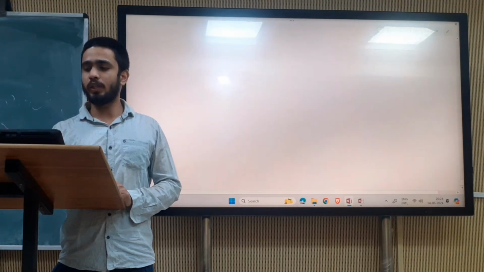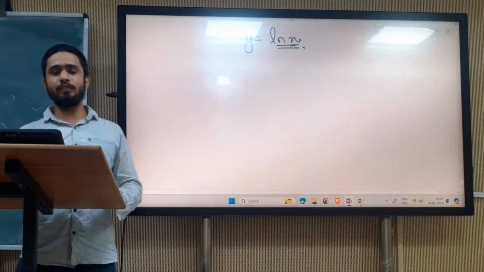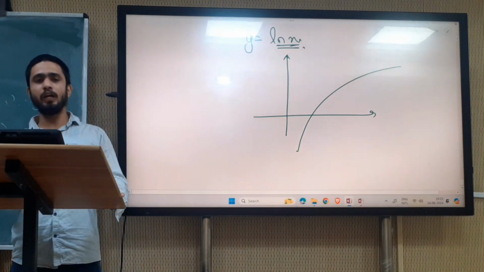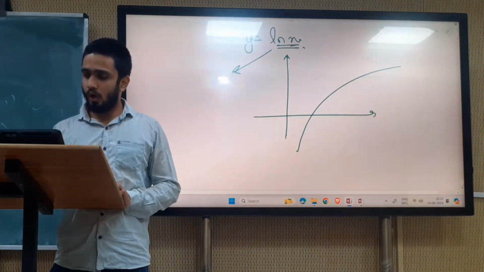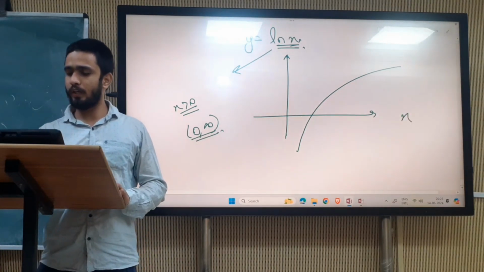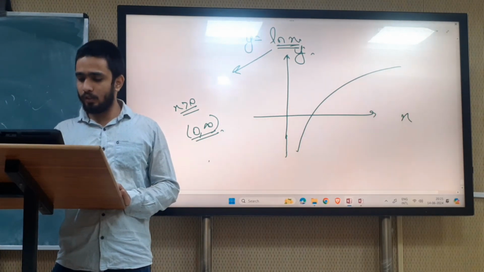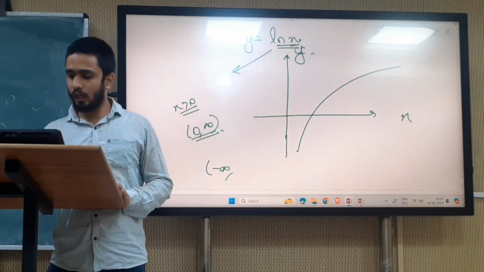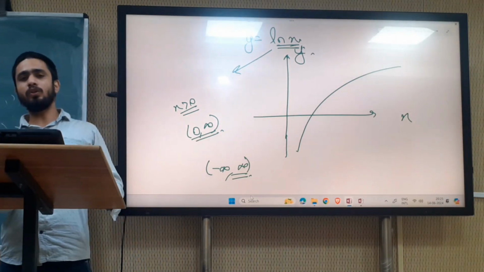So let's see one more question. In this question y is ln x. How is the graph of ln x drawn? The graph of ln x is like this. The domain of this function is all x which are positive, so 0 to infinity. When x is slightly greater than 0, its value is minus infinity, and when x is infinite, its value goes to infinity. So this will be the range of this function.